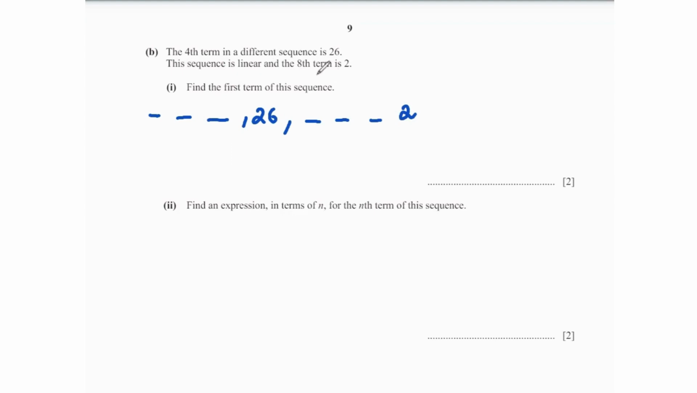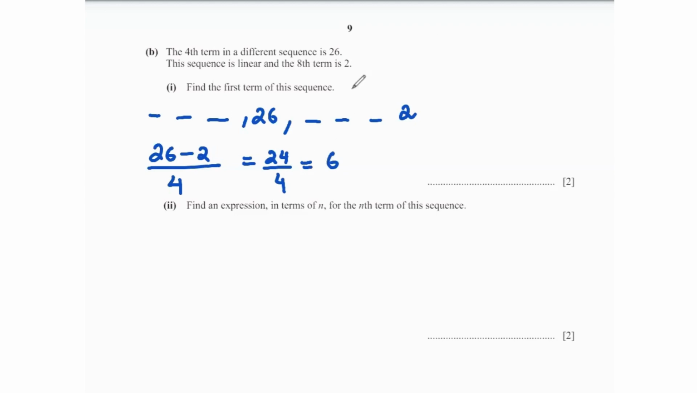Since it's a linear sequence, that means they have a common difference. So what we can do is subtract 2 from 26 and divide that by 4, because the difference will be equally divided between all the 4 terms over here. So that's going to be 24 over 4, and that's going to give us 6.